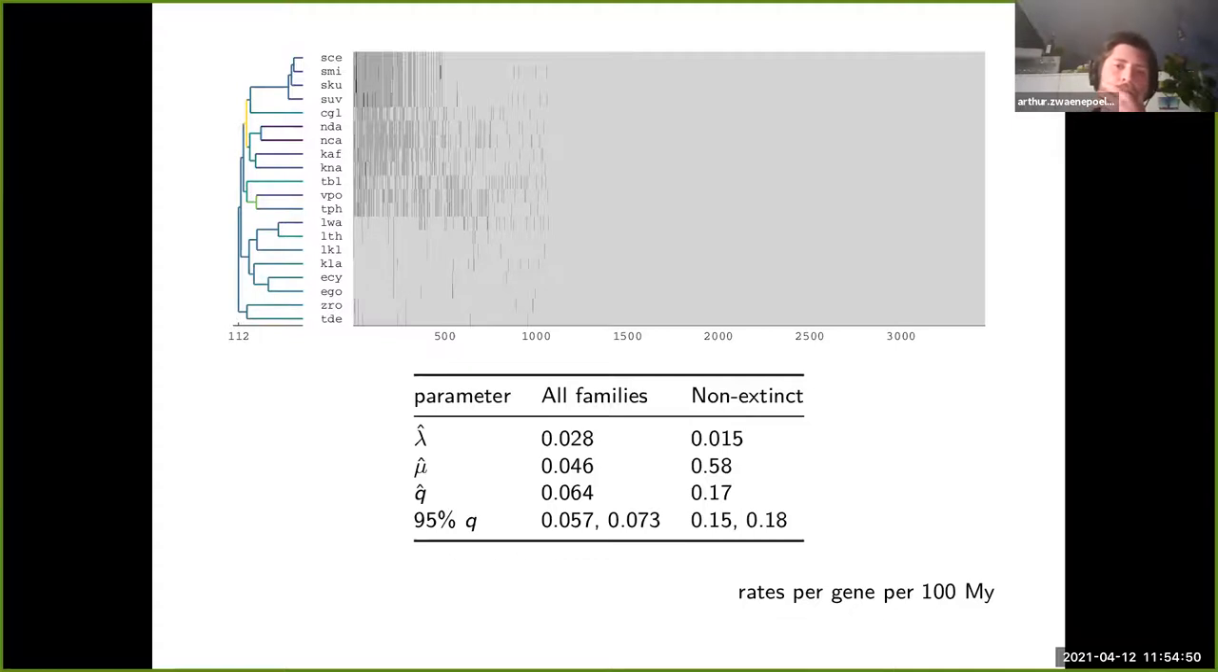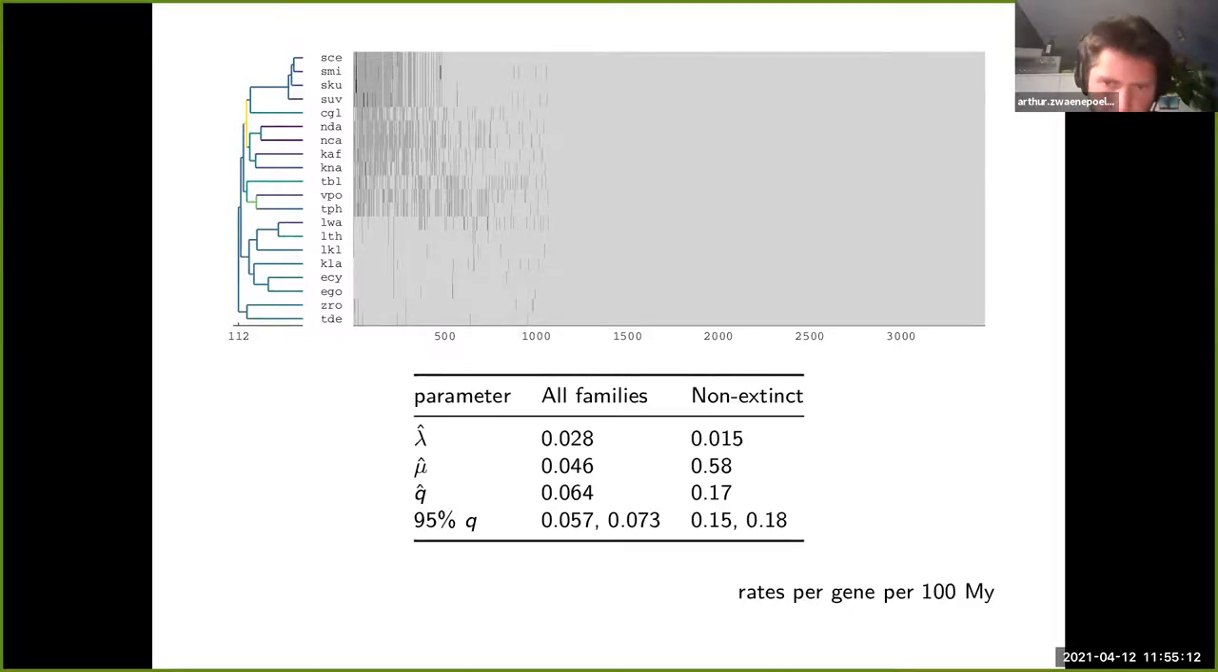So both models in this case have their strengths and weaknesses, but what it shows clearly is that we don't have good models for gene family evolution, because if we take these two things, which are both reasonable in their own way, we get very different inferences.